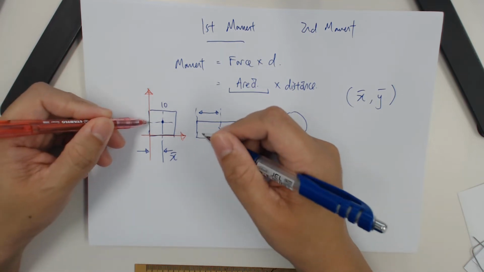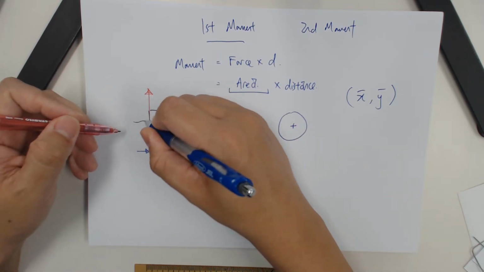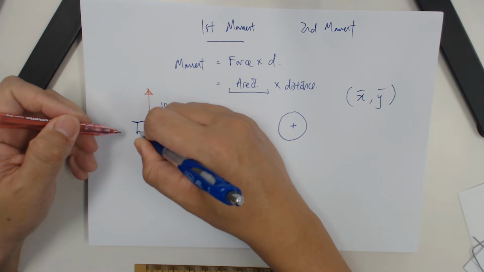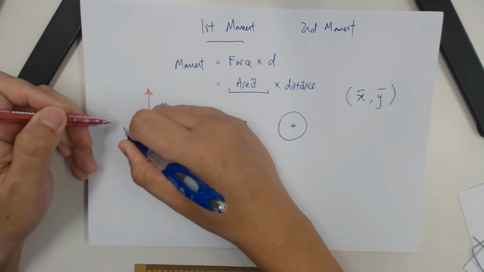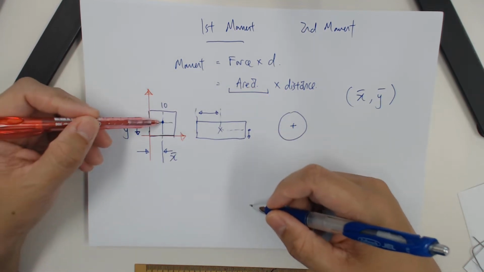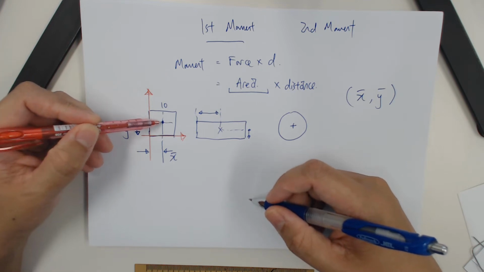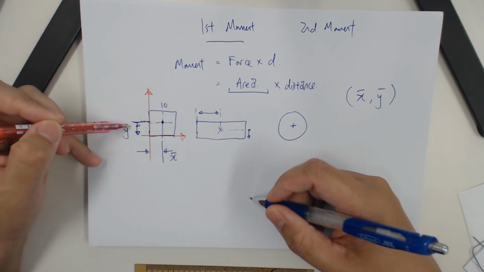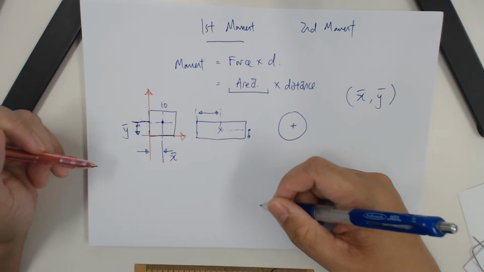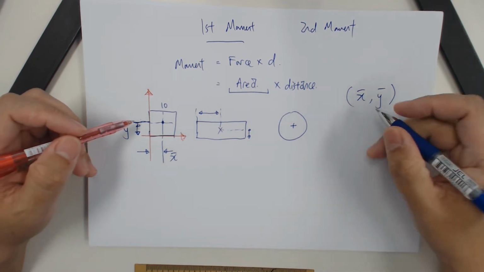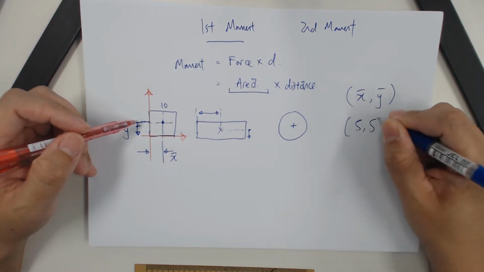And then your y bar is this value, the location of the centroid with respect to the x-axis. So then you can put numbers inside: 5, 5.